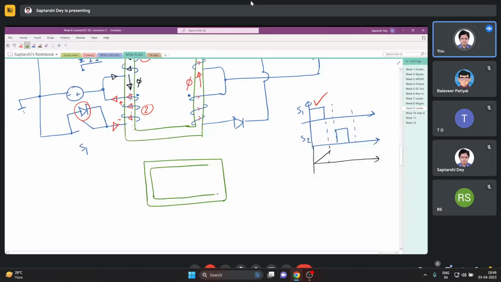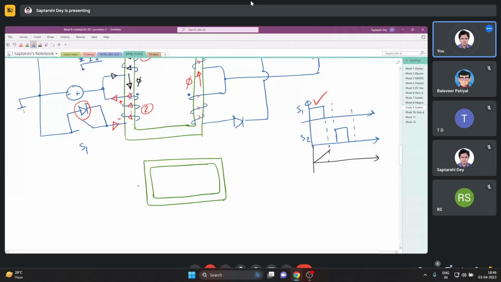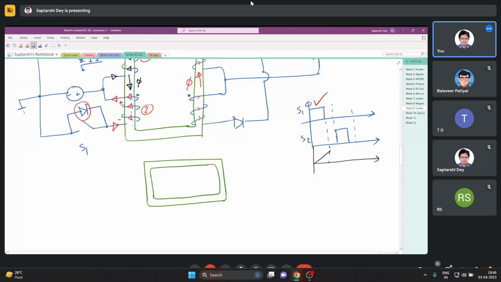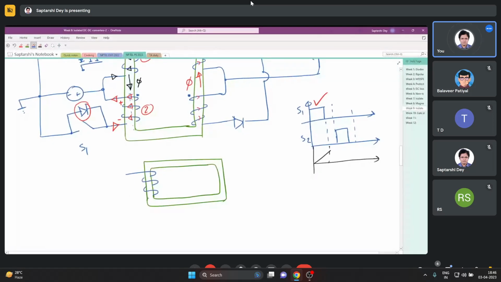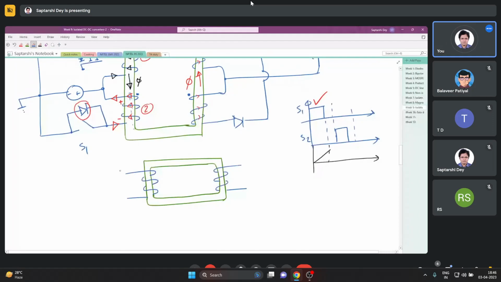Let me just draw two windings. One winding here, another winding here. Now, how to do the dot convention if I have a drawing.